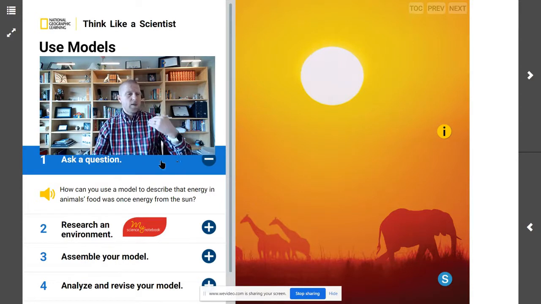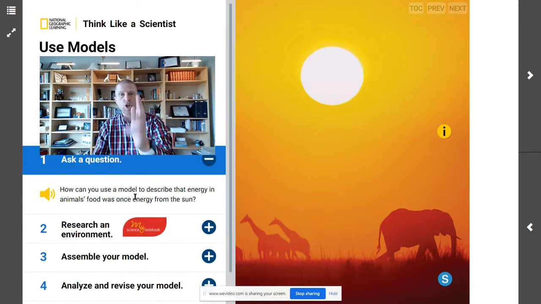So, in this activity, what you need to do today is, number one, ask a question. And the question is, how can you use a model to describe that energy in an animal's food was once energy from the sun? So that's the question that you have to answer.